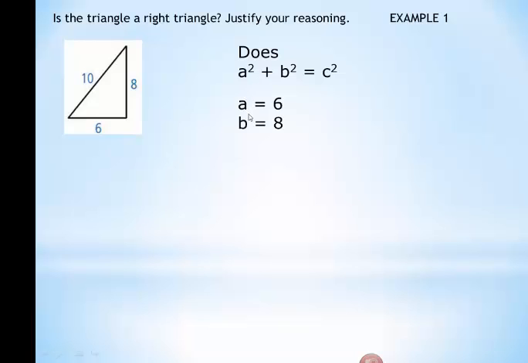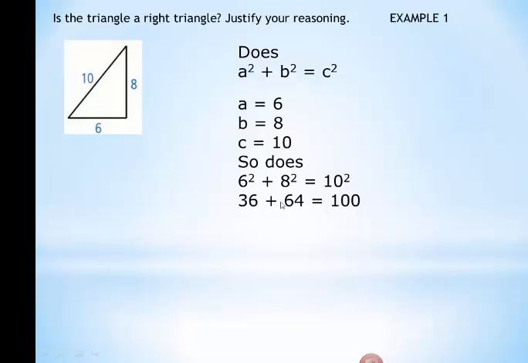Does 6 squared plus 8 squared equal 10 squared? Well, what's 6 squared? 36. What's 8 squared? 64. What's 10 squared? 100. So does 36 plus 64 equal 100? Yes. So that's a right triangle. Hit pause and copy that down.